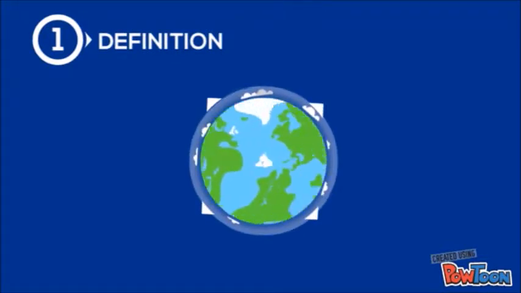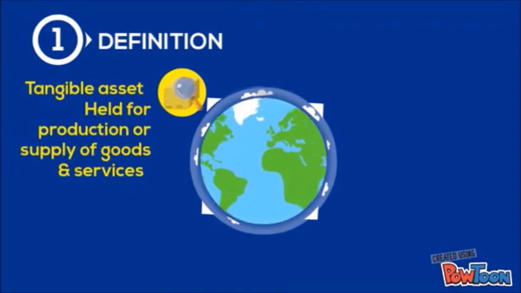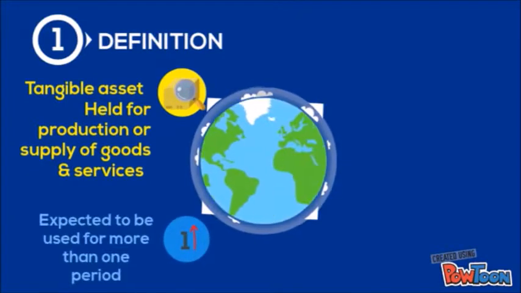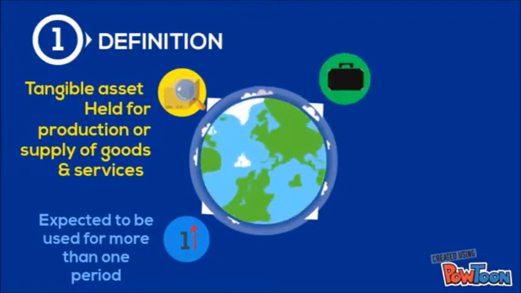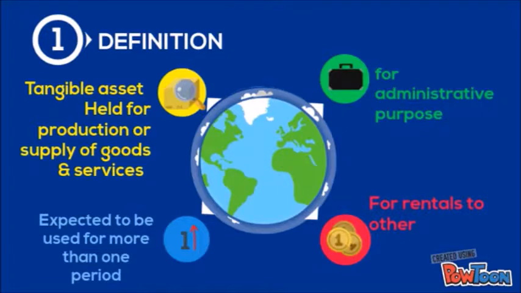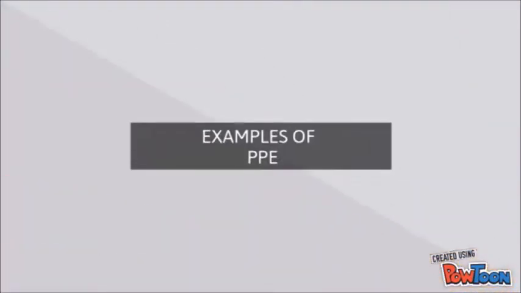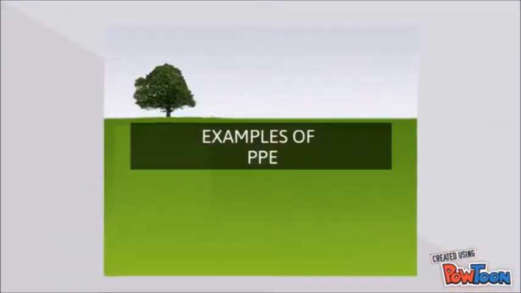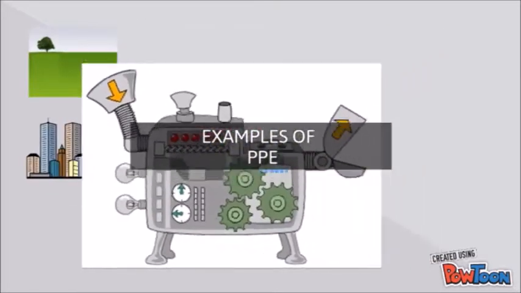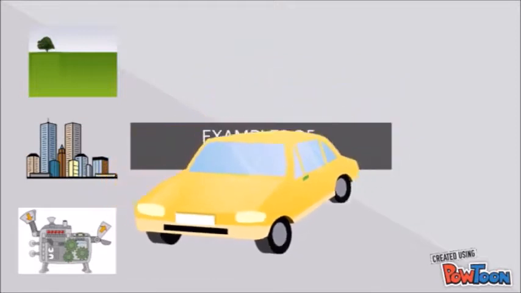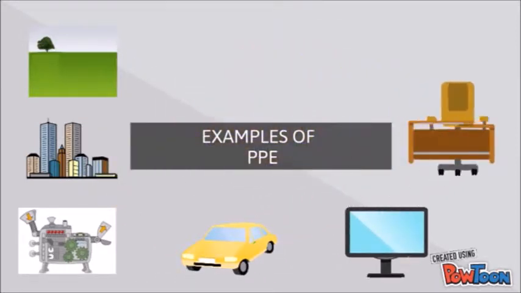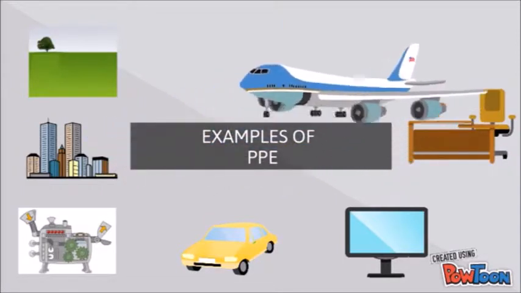It is a tangible asset, held for production or supply of goods and services. It is expected to be used for more than one period, for administrative purposes, and for rental to others. The examples of PPE: land, building, machinery, motor vehicles, office equipment, furniture and fittings, aircraft, and ships.